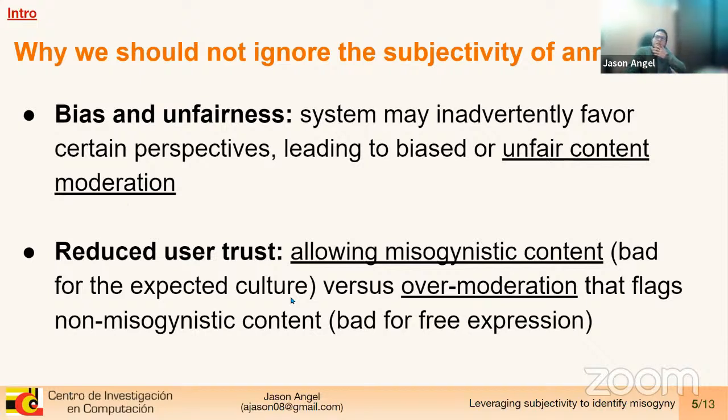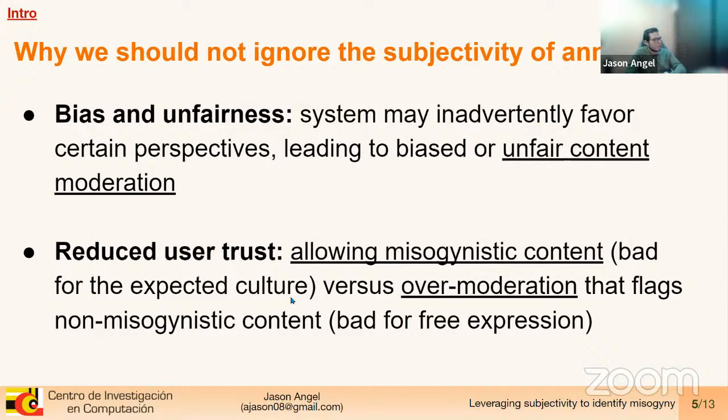So one can say, okay, not just anyone should be considered a good candidate to annotate misogynistic content. And specifically, when someone ignores those kinds of situations, we create models that are not effective at solving the problem. We can say that specifically there are two kinds of bad consequences that we want to avoid.